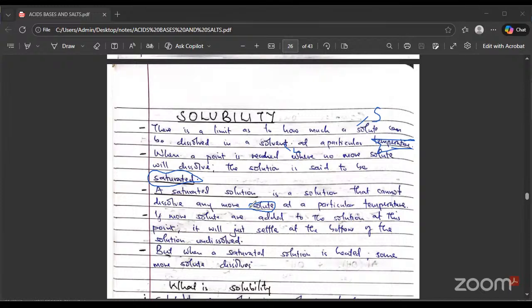So, for example, if we are talking about our tea now, I would say a saturated tea is a solution that cannot dissolve any more sugar at a particular temperature. For example, 60 degrees Celsius or 60 Kelvin.